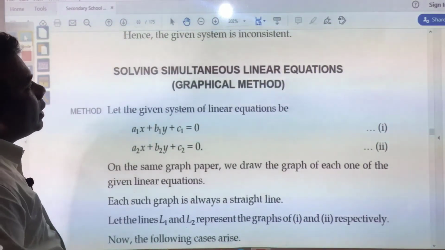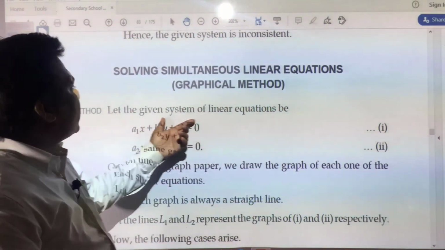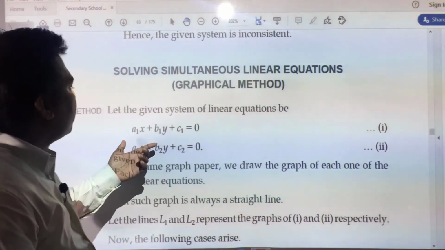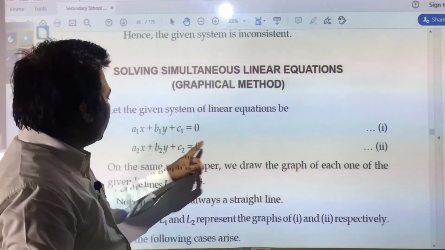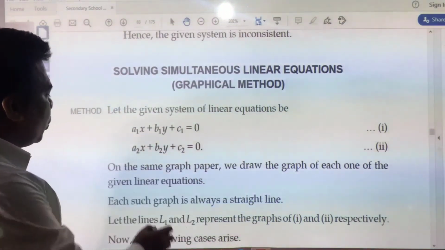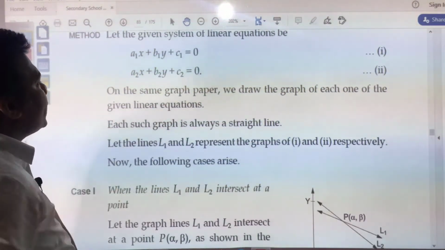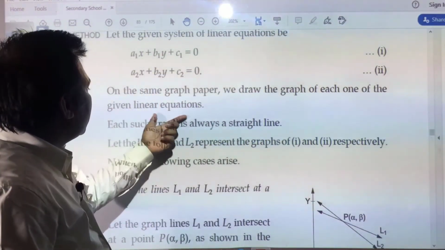Solving simultaneous linear equations, you see, let the given system of linear equations be a1x + b1y + c1 = 0 and a2x + b2y + c2 = 0. Two equations have been given. On the same graph paper, we draw the graph of each one of the given linear equations.